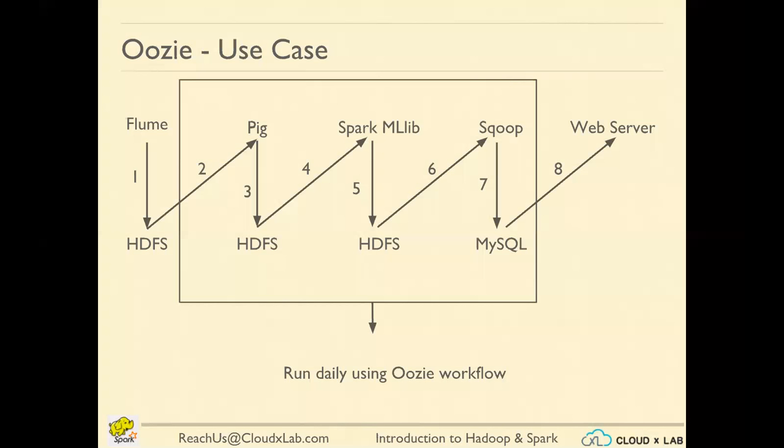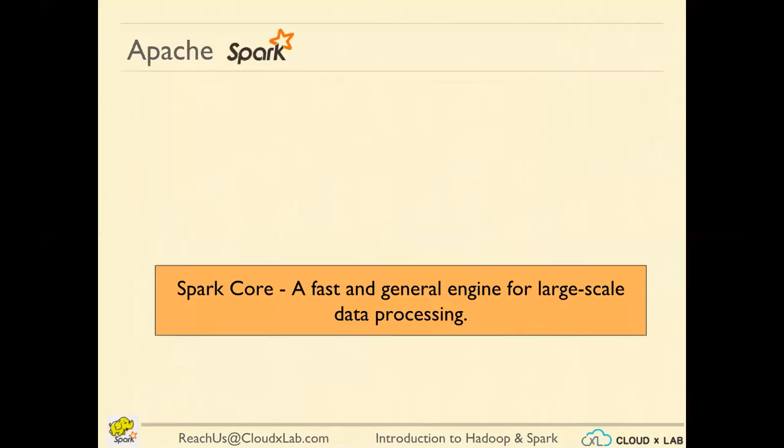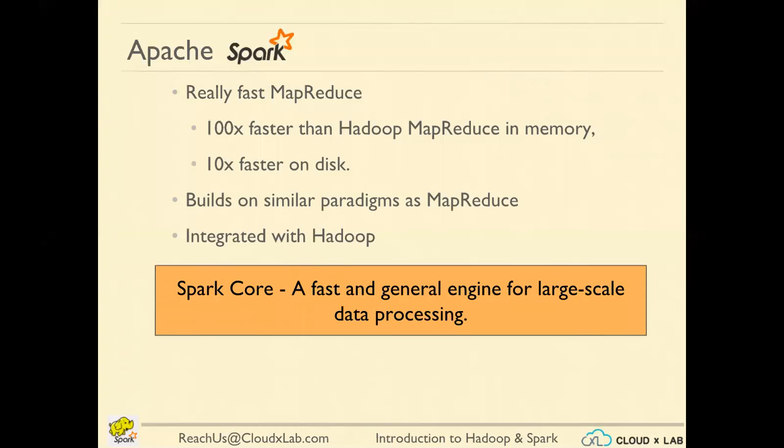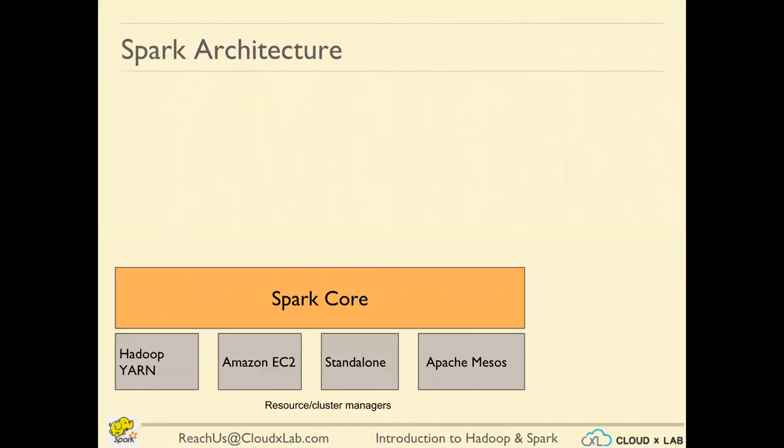A question is, is it like a scheduling tool? Yeah, maybe it is mostly like a scheduling tool. Good. Now coming back to Spark. Spark is basically a competitor to Hadoop's MapReduce. It's extremely fast and it's a general engine for large scale data processing. It's 100 times faster than Hadoop MapReduce in memory, 10 times faster than Hadoop on disk, and it builds on a similar paradigm as MapReduce. It is very well integrated with Hadoop.